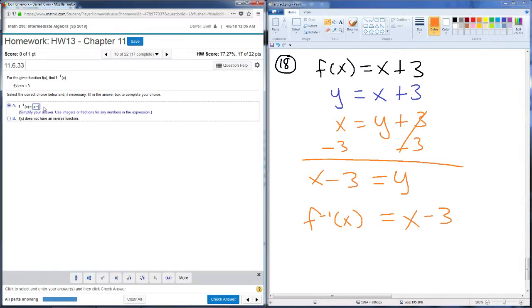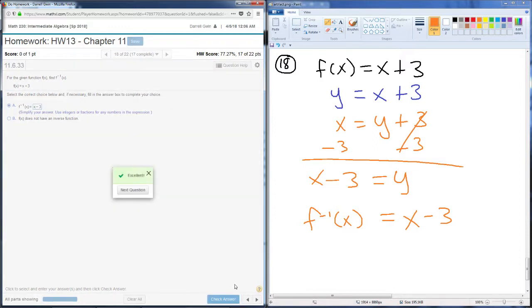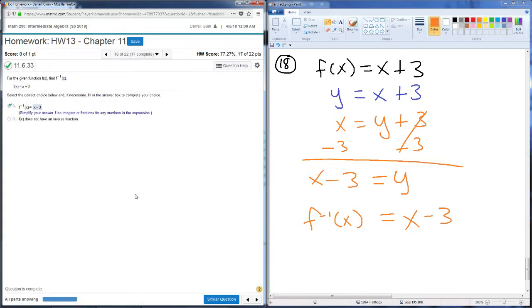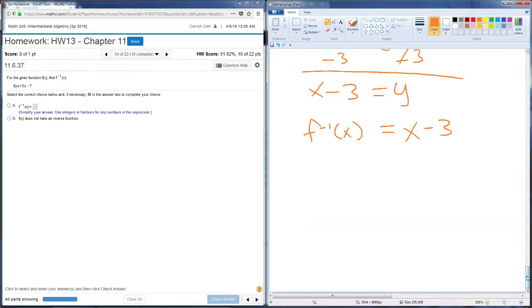The only reason why you would say it was not an inverse function is if it was not a linear function. If it was x squared, then that would be a parabola, not a linear function. It would have to be a linear function. I don't think they'll give me any weird functions. I think they all have to be one-to-one functions. That would be a stupid question. If not, I'm running out of space here. Number 19.